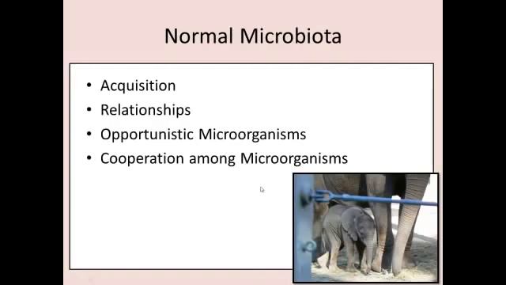In this next section, we're going to be discussing your normal microbiota. We're going to talk about how you get it, the relationships of your microbiota to you and to other microbes. We're going to talk about opportunistic microorganisms and cooperation among microorganisms.